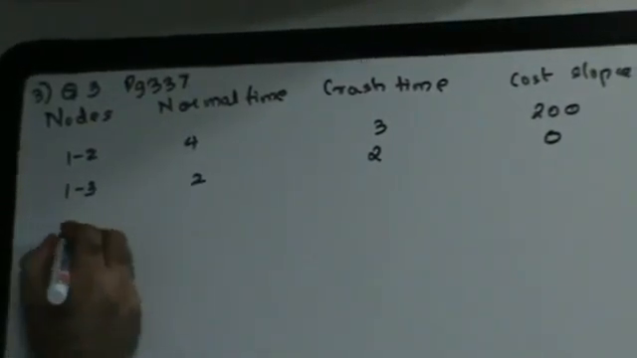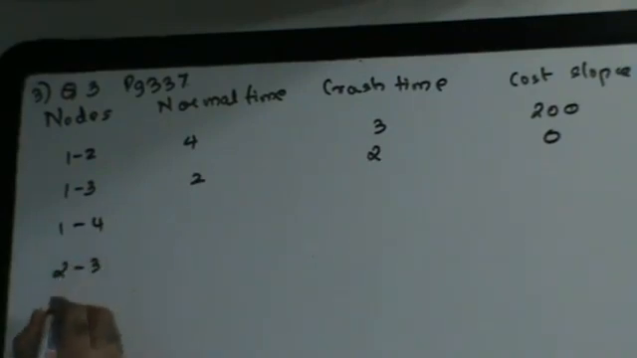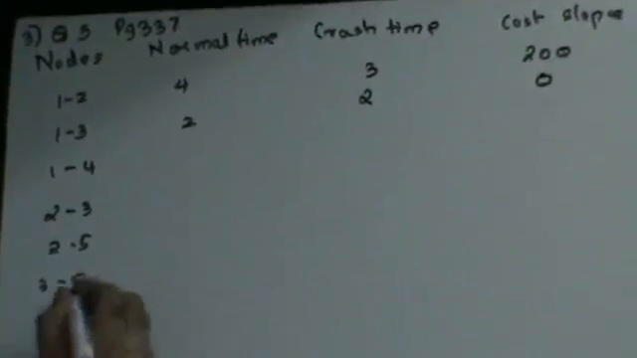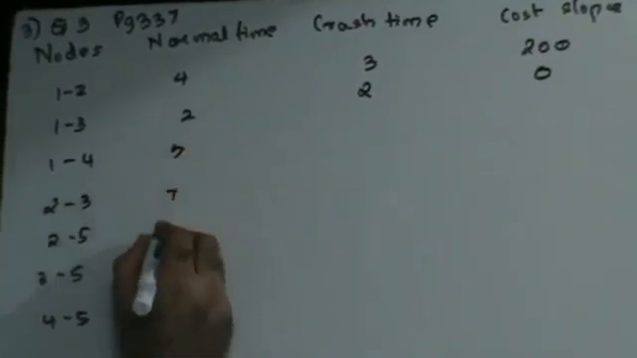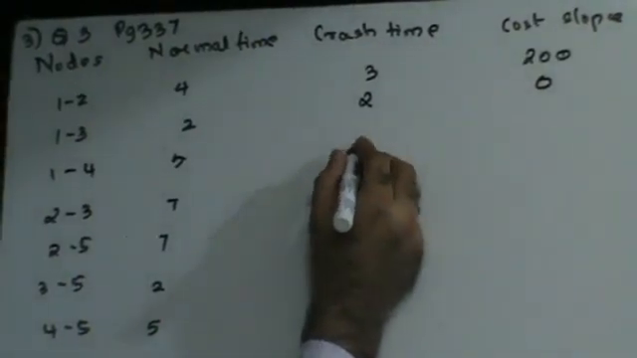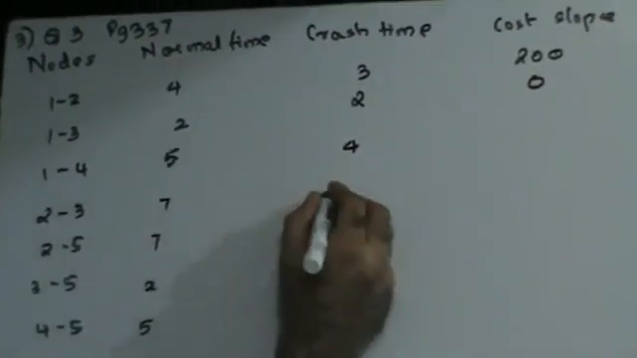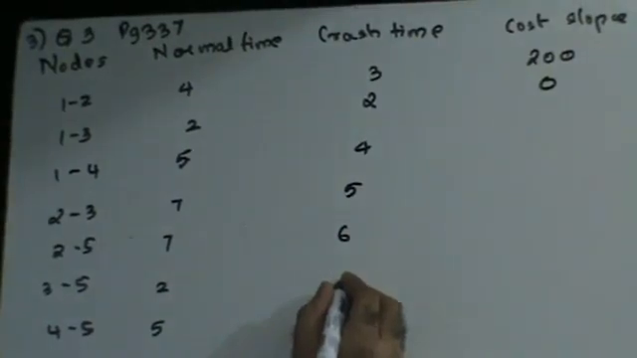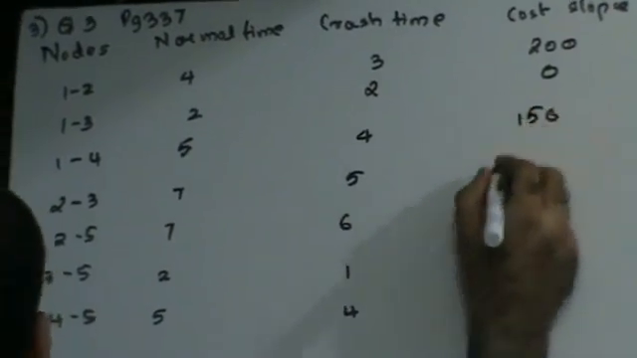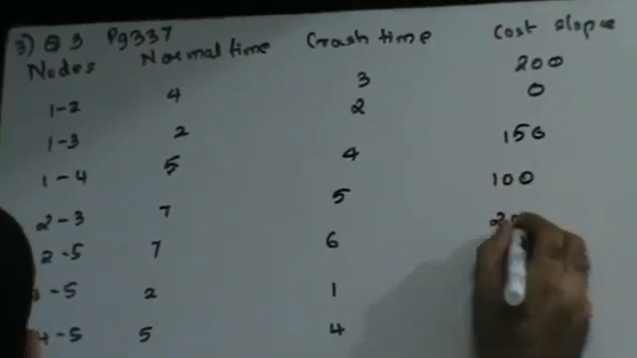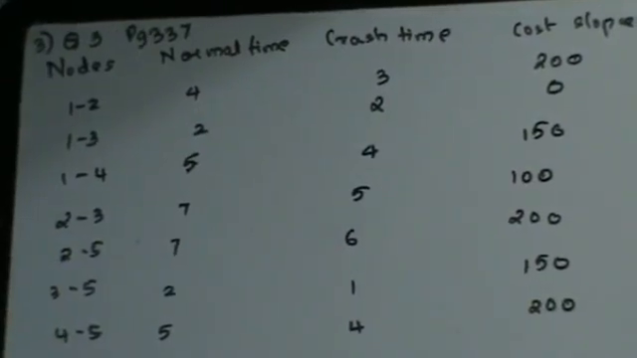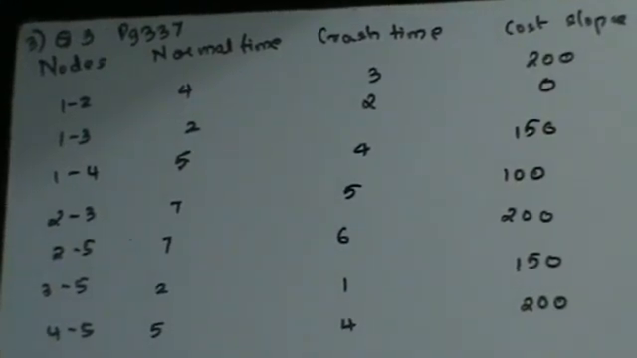1 to 4, 2 to 3, 2 to 5, 3 to 5, 4 to 5. Normal times 5, 7, 7, 2, 5. Crash times 4, 5, 6, 1, 4. Cost slopes 150, 100, 200, 150, 200, right? Now, let's see how we solve the sum.